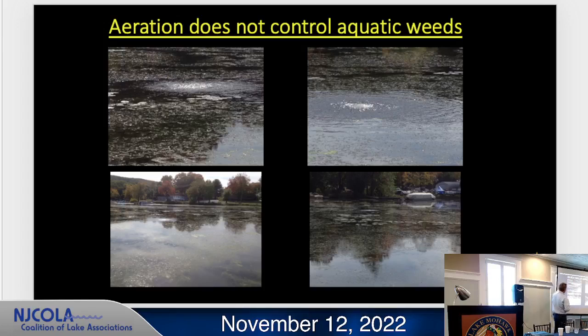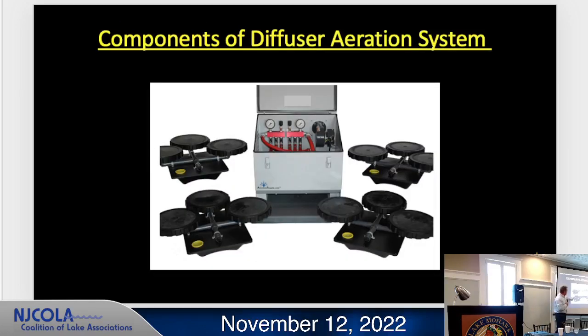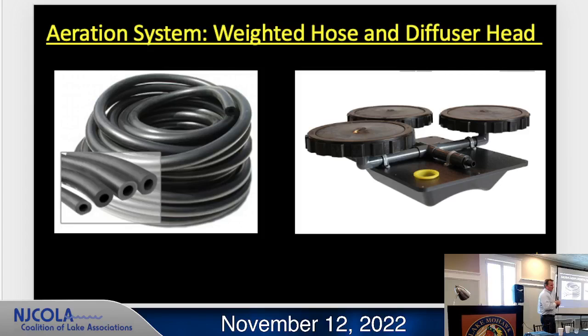You can see these diffusers running. These are my images, because me just saying something isn't enough, you've got to see it. This is a typical diffuser system. These are diffuser heads, each pad. There's a compressor that sends out compressed air through weighted hoses. The air comes out through a rubber membrane that has tiny holes in it, so as the compressed air runs out, it bubbles up through the water column.